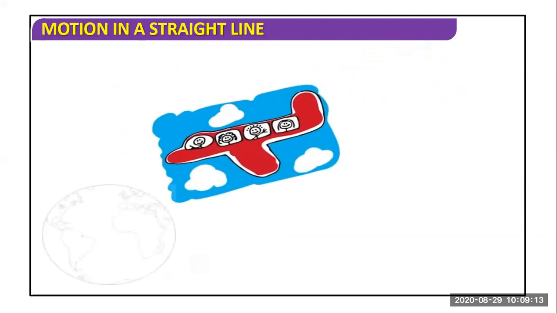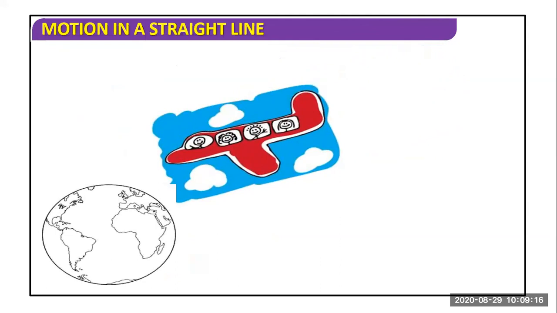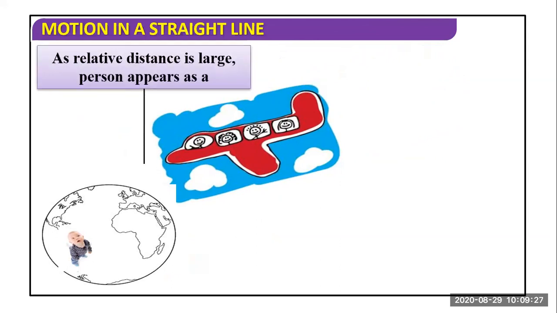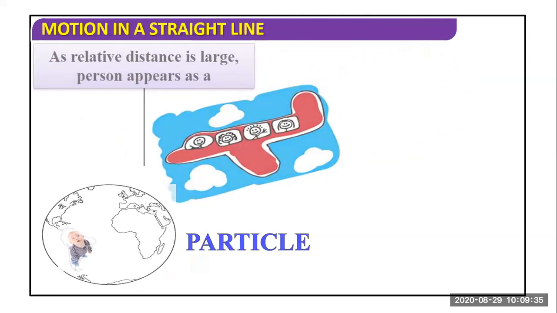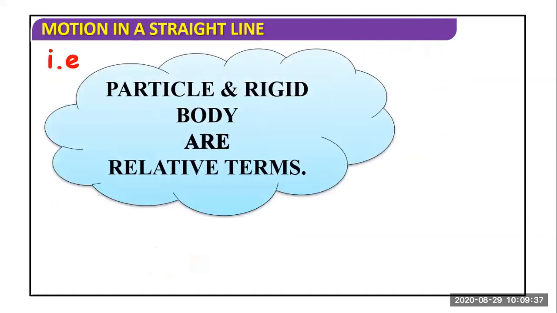But if you consider the motion of a plane on Earth's surface, the plane will be considered as a particle. If a person is on the Earth's surface, with respect to the whole Earth, the person will be considered as a particle. If the relative distance is large, the person appears as a particle. So particle and rigid body are relative terms.